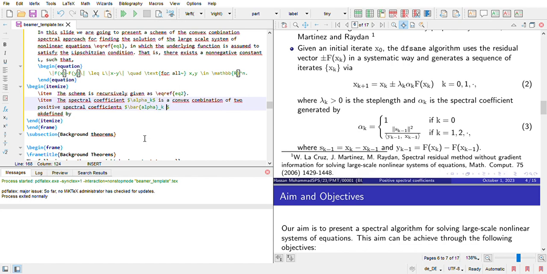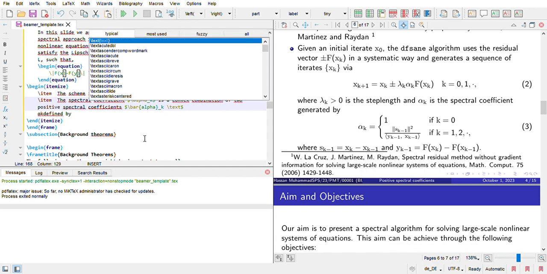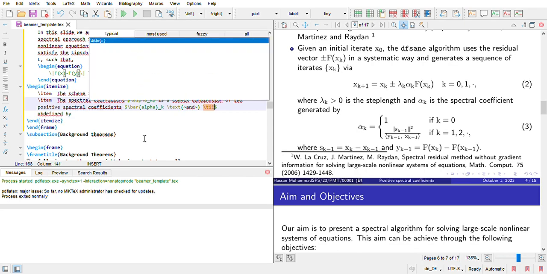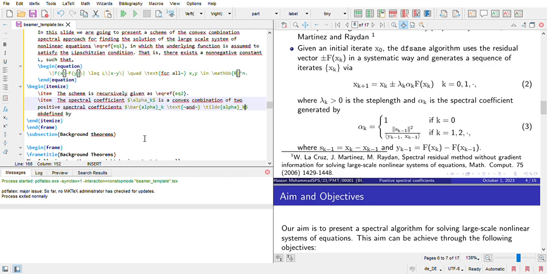Then we put text. I don't want to go out of math mode, so I'll put just text. I'll put a tilde there, and another tilde to create a space. So then alpha tilde, that is tilde alpha, defined by. Now I'm going to put an equation.